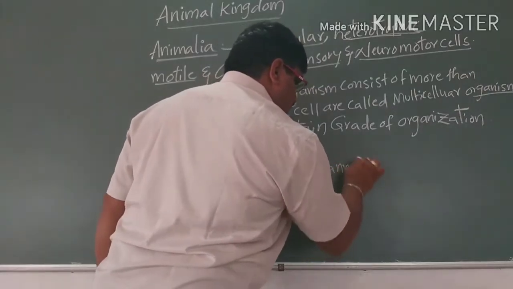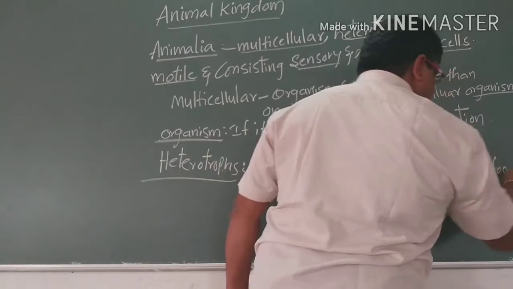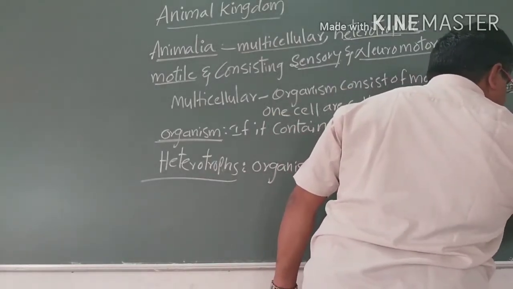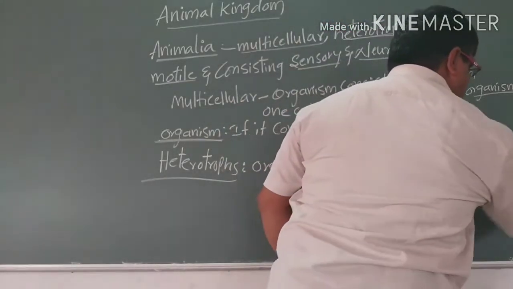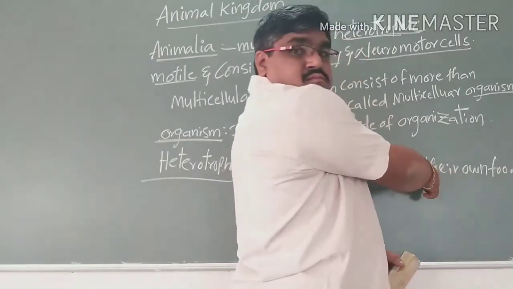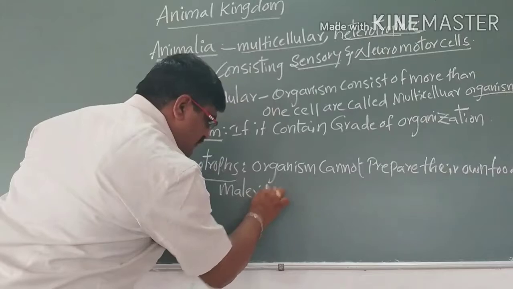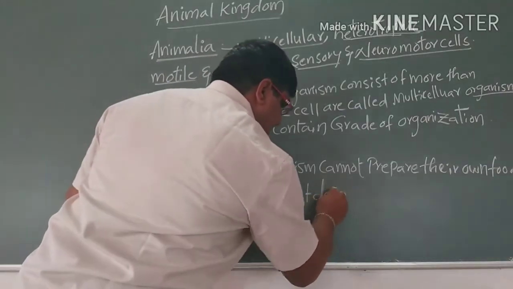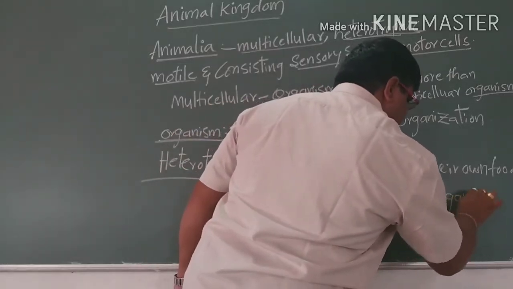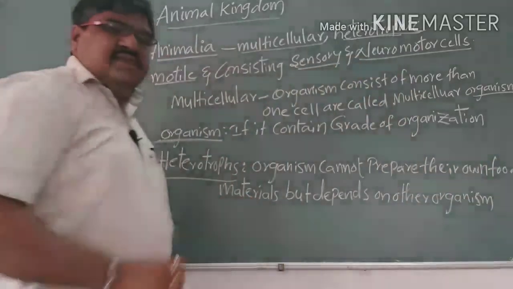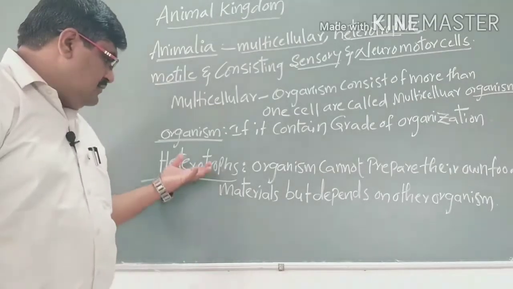That means organisms cannot prepare their own food materials, but depend on other organisms as food materials. So such types of organisms we can call heterotrophs.